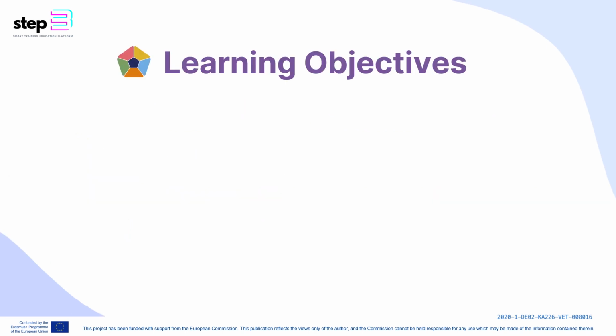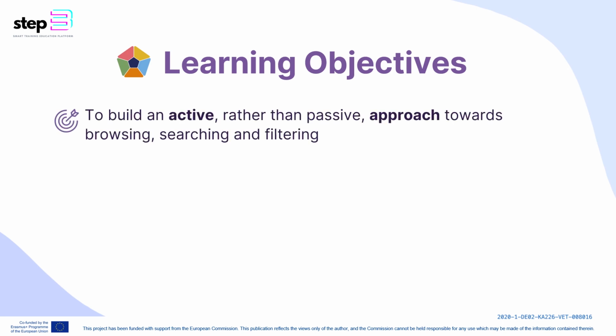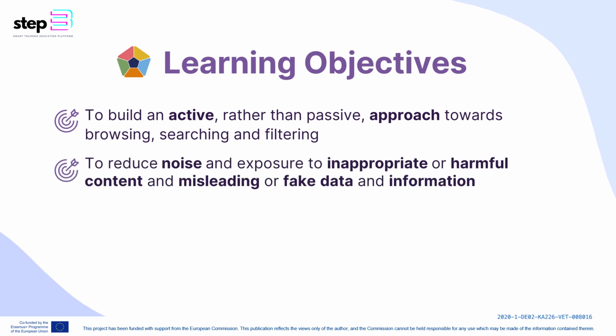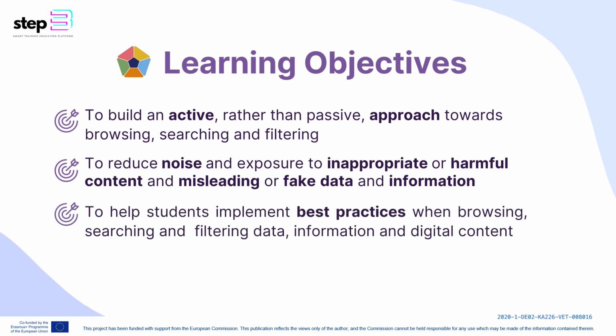Here are the learning objectives of this module. You will learn to build an active rather than passive approach towards browsing, searching, and filtering. You will also learn how to reduce noise and exposure to inappropriate or harmful content and misleading or fake data and information. And you will learn how to help students implement best practices when browsing, searching, and filtering data, information, and digital content.